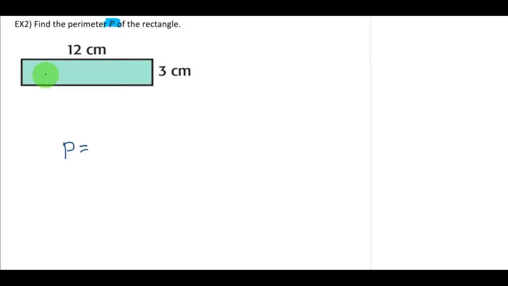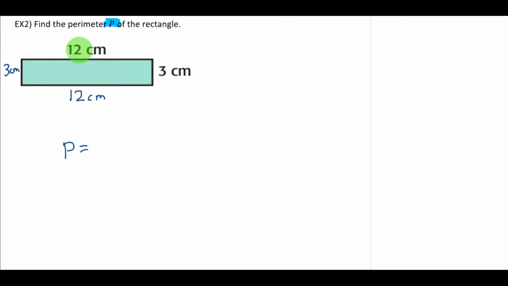But is there another way of solving this problem? Could we find the perimeter another way? Well, what do we know about this rectangle? We know that opposite sides are congruent. Therefore, if this side length is 12 centimeters, this other side length also has to be 12 centimeters. Also, if this width is 3 centimeters, this width would be 3 centimeters as well. So it looks like I have two lengths that are 3 centimeters long and two that are 12 centimeters long.